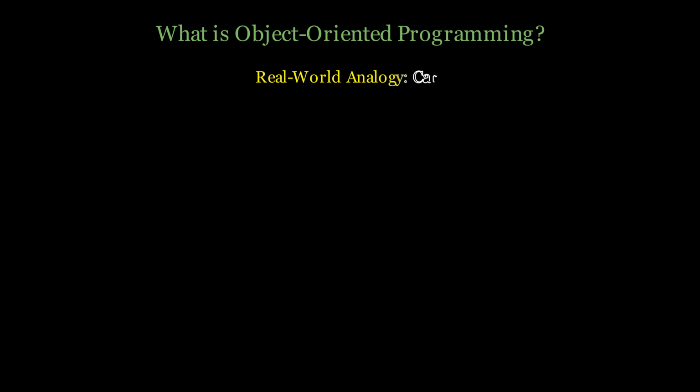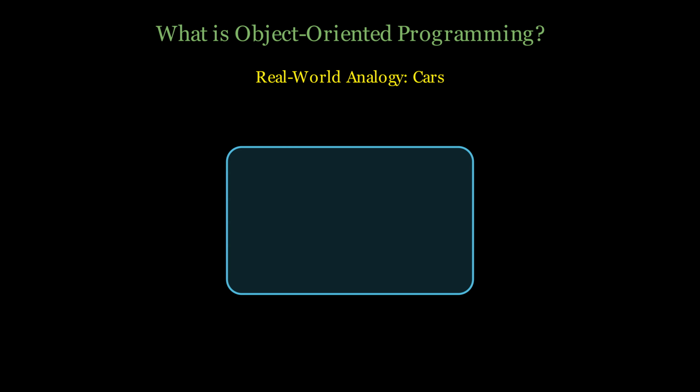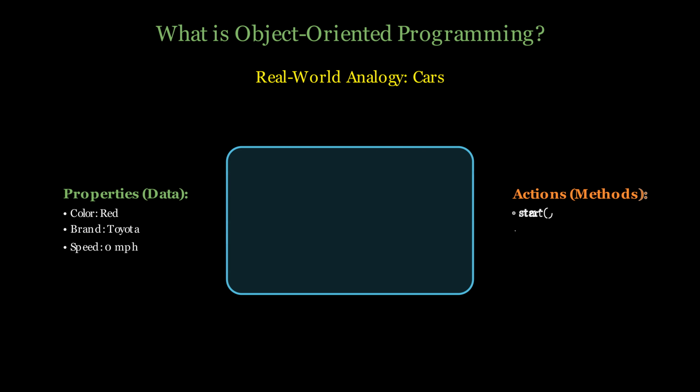Imagine a car. A car has properties like color, brand, and current speed. These are its data. A car also has actions like starting, accelerating, and braking. These are its methods. In OOP, we bundle these properties and actions together into an object. The car is the object, and its properties and methods define what it is and what it can do.